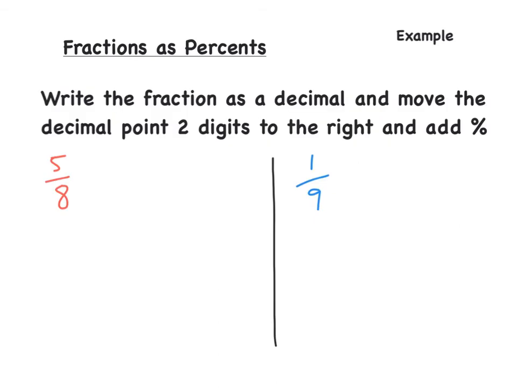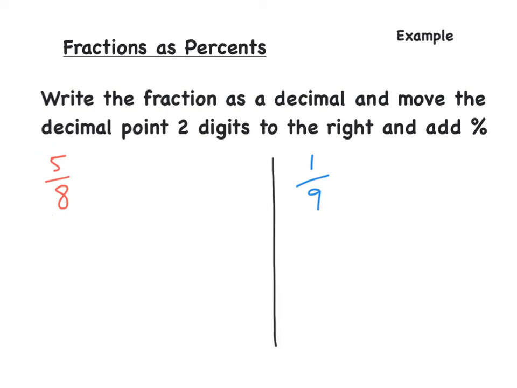Alright, so now what we're going to be doing is changing a fraction into a percent. Previously, we have changed a fraction into a decimal, and we just now learned how to change a decimal into a percent. So we're going to go from fraction to decimal and decimal to percent. We write the fraction as a decimal, move the decimal point 2 digits to the right, and add the percent. So we have 5/8. Long division time.